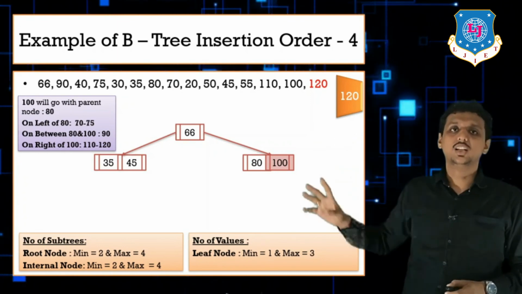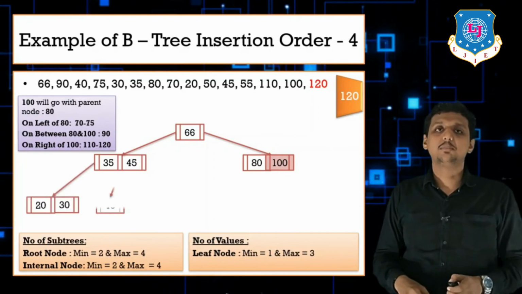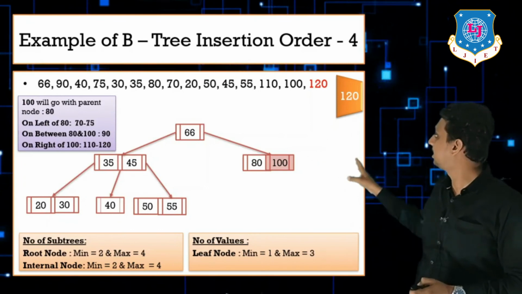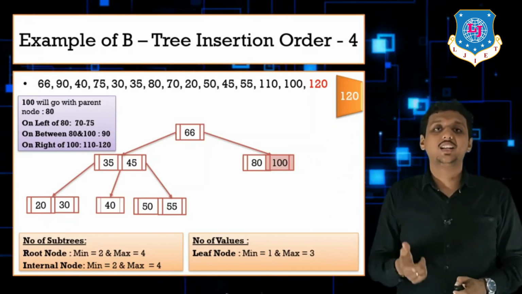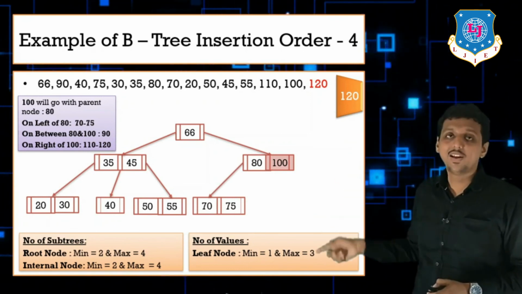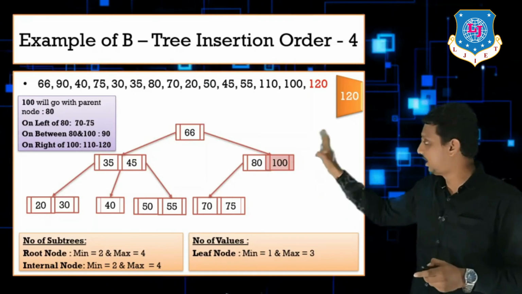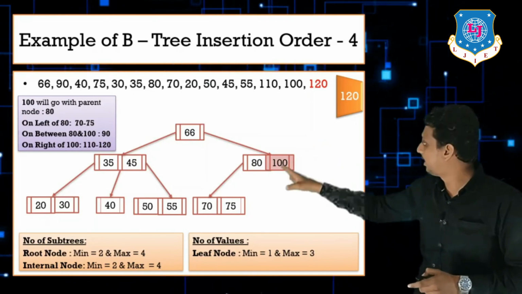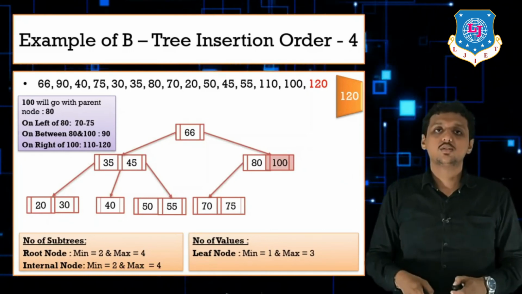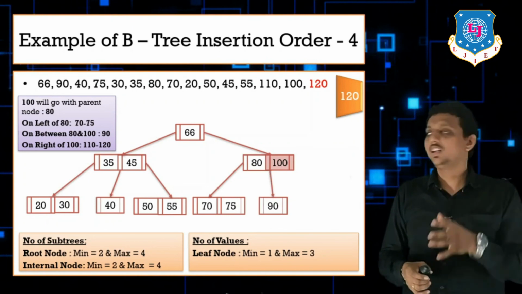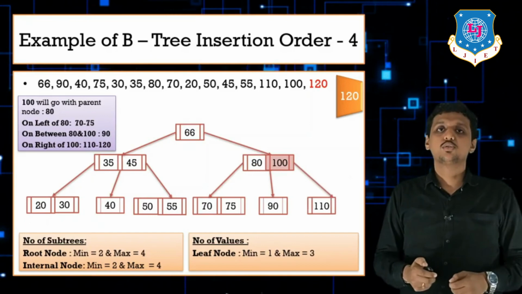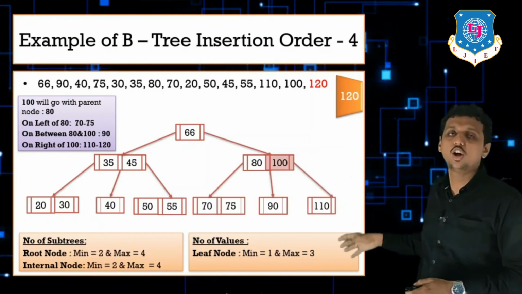Okay. Now on the left side of the 66, students, the values remain as they are. But on the right side of the 66 we have 80 and 100. So the values that are smaller than 80 must be on the left side of the 80, so 70 and 75. The values which are greater than 80 but less than 100 must be in between 80 and 100, so the 90 is in between 80 and 100. And what about the 120 and 110? Students, here it is, the 110 must be on the right side of 100.